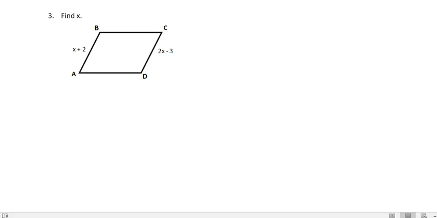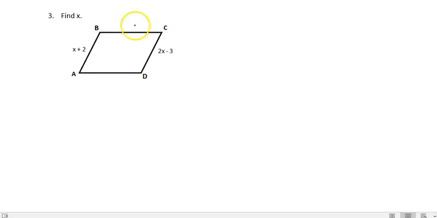Okay, for our next example, we are going to use the property that opposite sides of a parallelogram are congruent to determine what x is. Now, I didn't mark all of the markings on this, so before I go on, I want to talk about what those would be again.